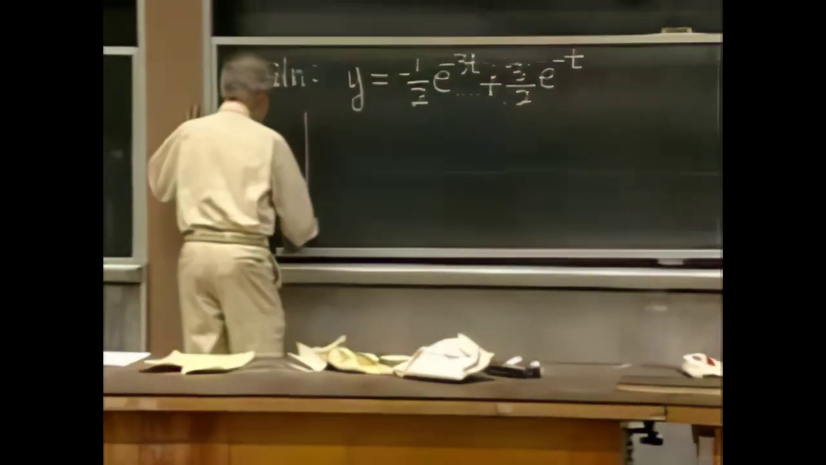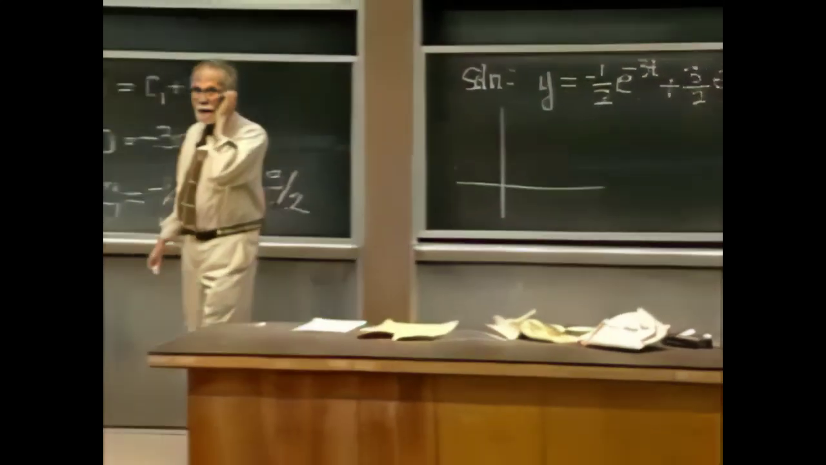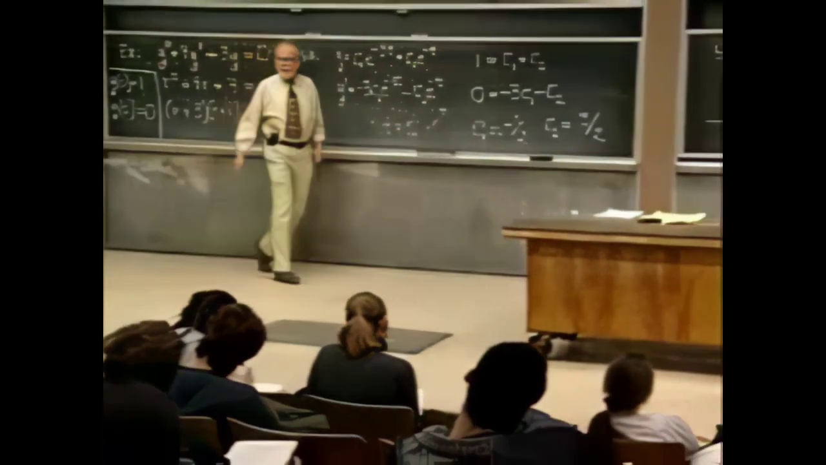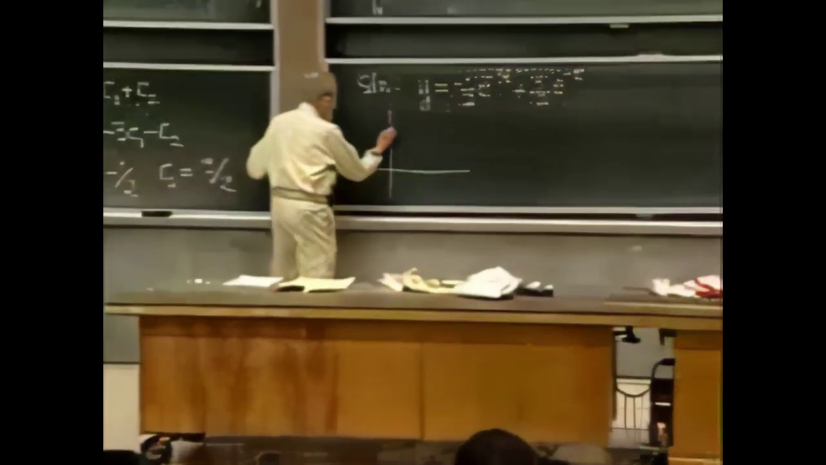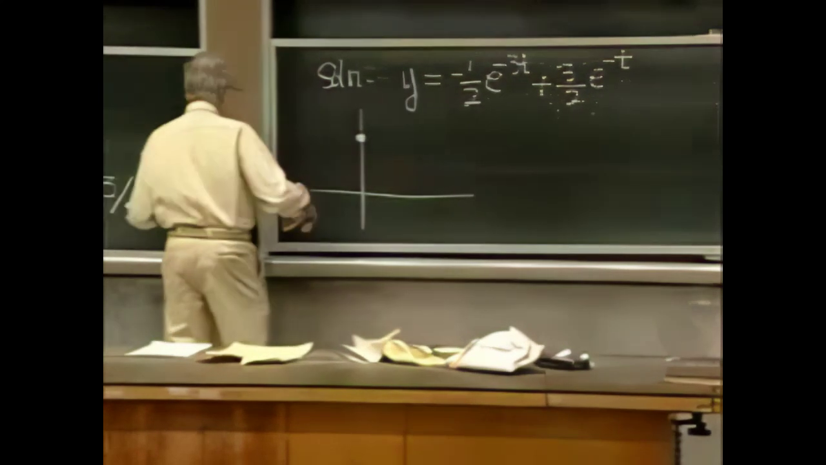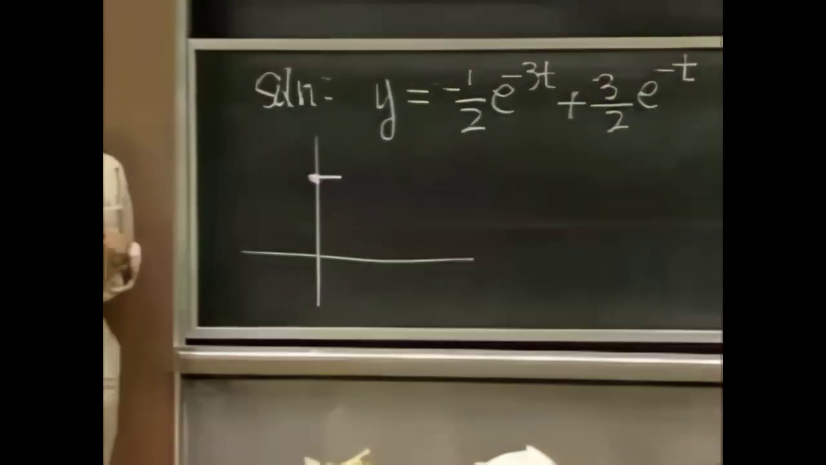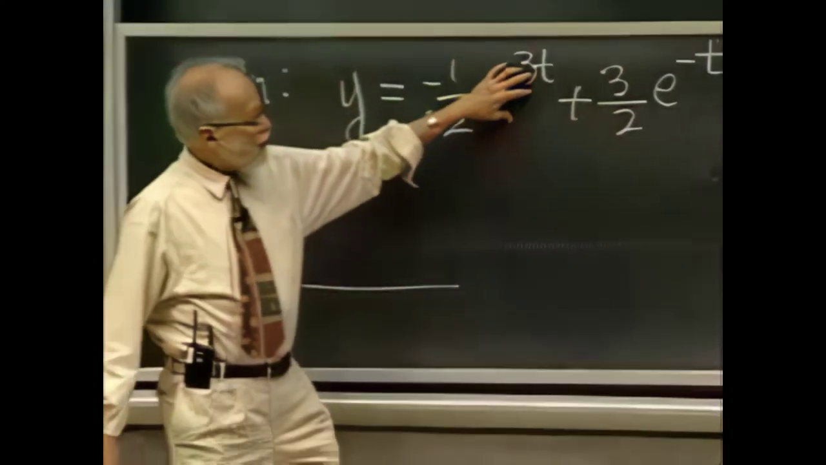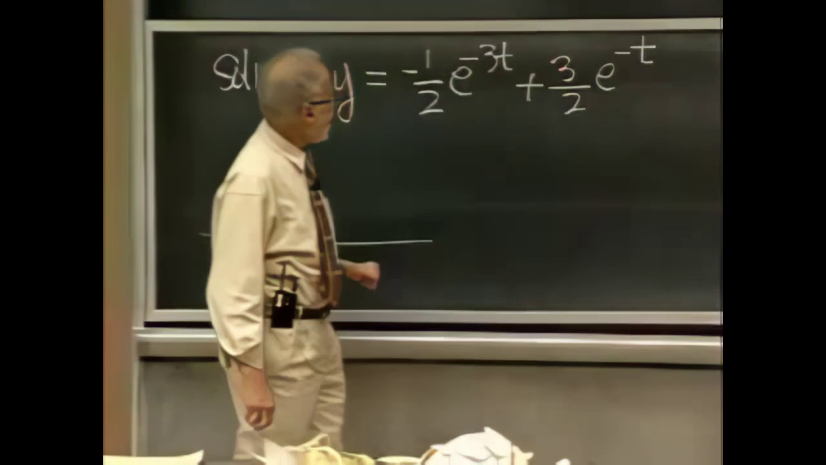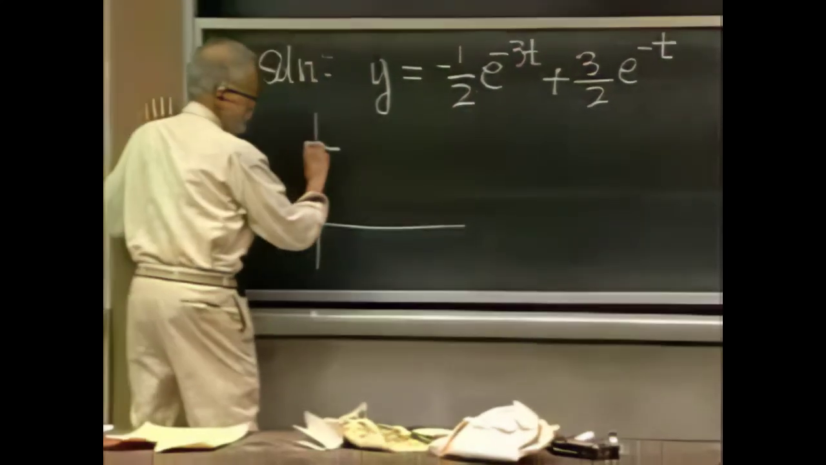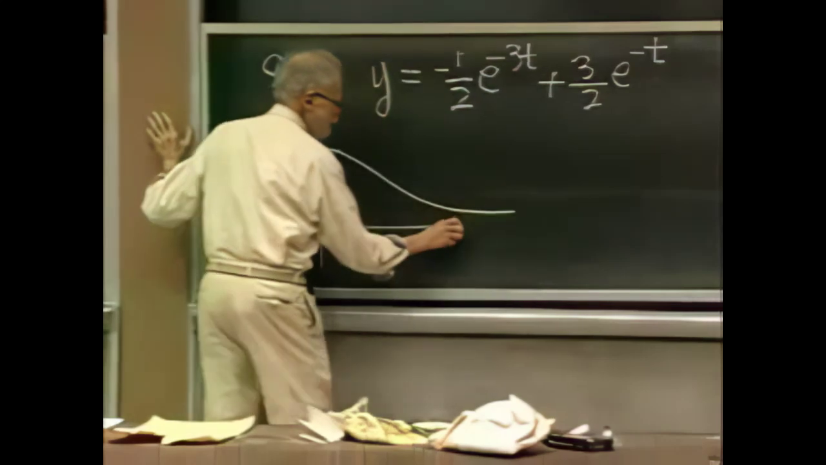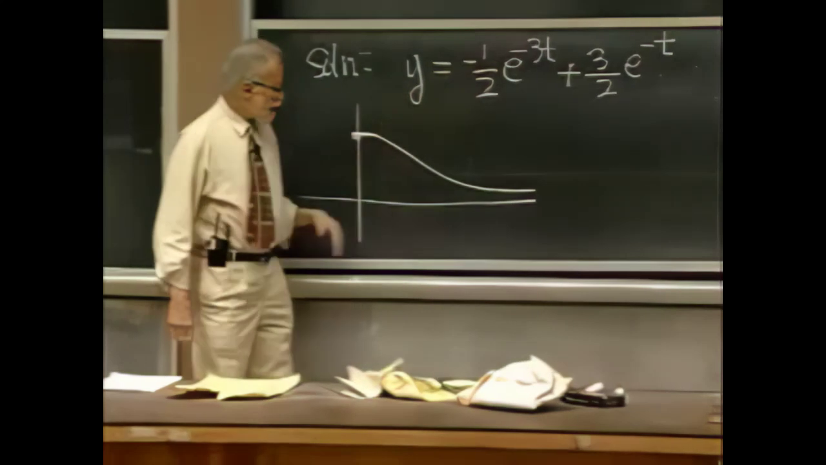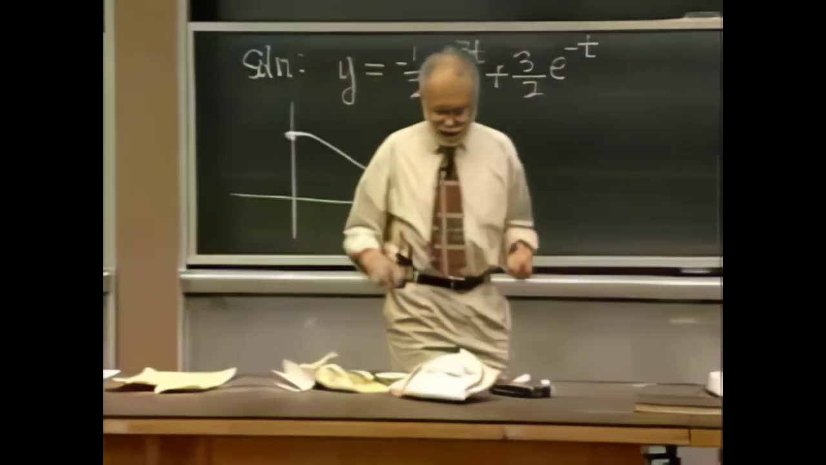How does it look? Well, I don't expect you to be able to plot that by yourself, but you can at least get started. It does have to satisfy the initial conditions. That means it should start at 1 and its starting slope is 0. So it starts like that. These are both declining exponentials. This declines very rapidly, this somewhat more slowly. It does something like that. That's the way that particular solution looks.